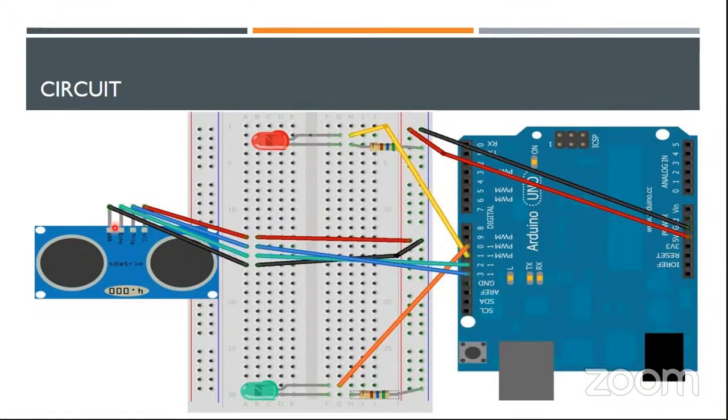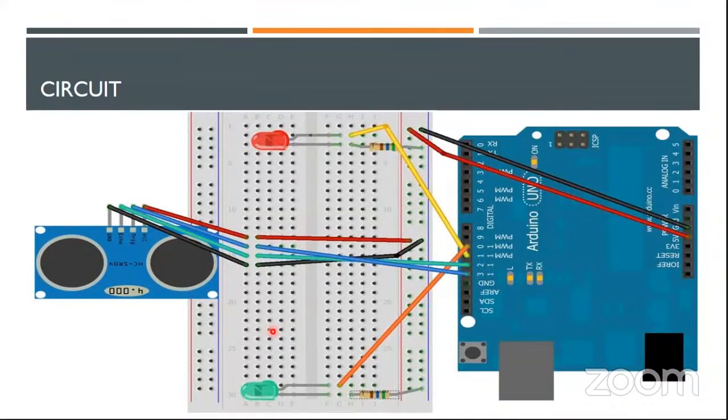Okay, so the first thing is I need to connect this ground and VCC to my Arduino ground and VCC, and then this trigger and echo I need to connect with any input. I am just going to make two outputs. The two outputs are a red LED and a blue LED that I have.